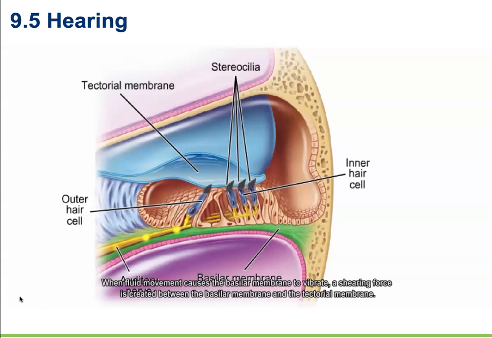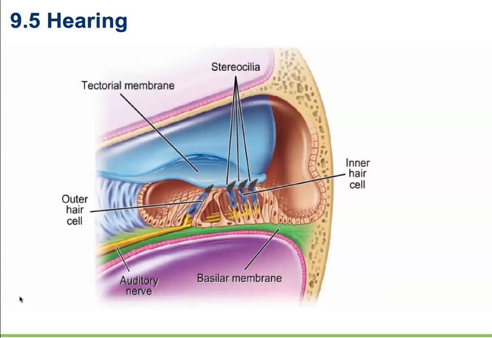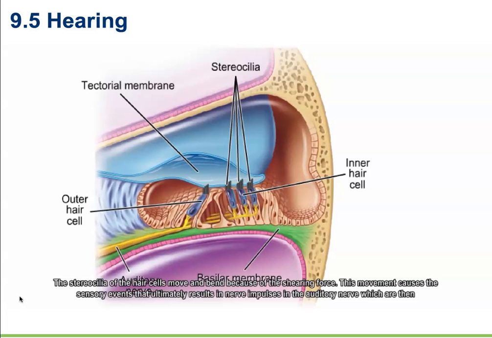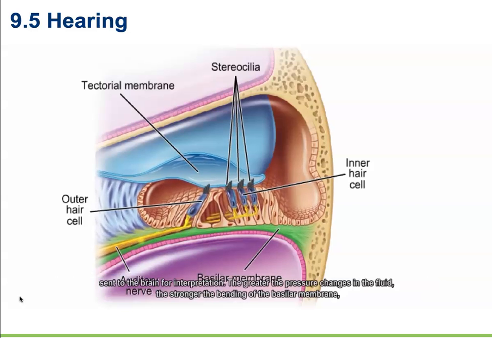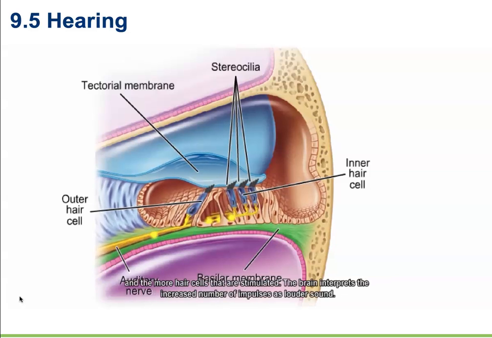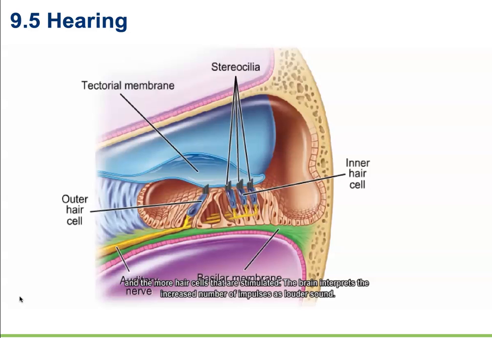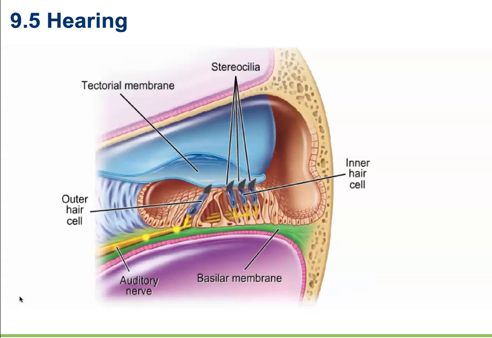When fluid movement causes the basilar membrane to vibrate, a shearing force is created between the basilar membrane and the tectorial membrane. The stereocilia of the hair cells move and bend because of the shearing force. This movement causes the sensory events that ultimately result in nerve impulses in the auditory nerve, which are then sent to the brain for interpretation. The greater the pressure changes in the fluid, the stronger the bending of the basilar membrane, and the more hair cells that are stimulated. The brain interprets the increased number of impulses as louder sound.